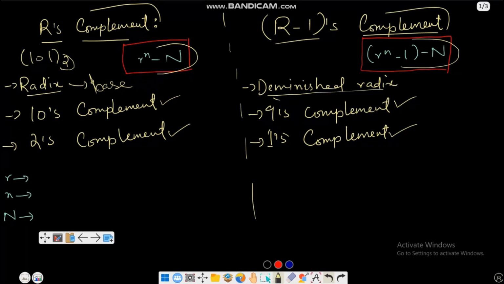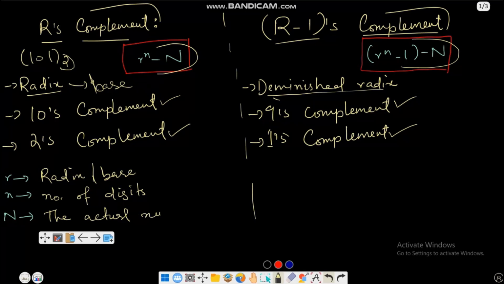Okay, now let's try to see the formula R power n minus N. What is this R? I've tried to write this down here. R is going to be the radix, or we can also call this the base. If you have a number that you want to find the complement of, you will see its base. This R will be the base of that number. Lowercase n is the number of digits. If you are given a number, definitely the number comprises some digits, so this n is the number of digits that you have, and this capital N is going to be the actual number. This is the number that you have in front of you, which you want to find the complement of. So this is the actual number.